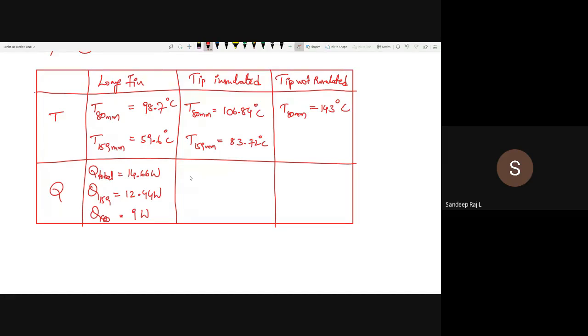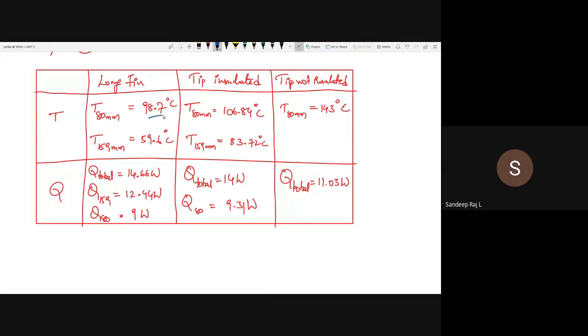Also, you got Q for the tip insulated case, and this total is 14 watts. And here you also got Q for 80 mm, you got it as 9.31 watts. Here you got Q total, which is 11.03 watts. Okay. So what I want you to do is look at all these numbers.